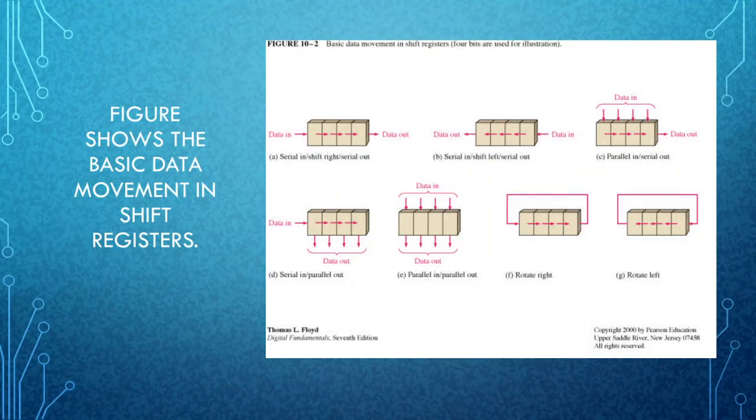Now this figure from Floyd shows the basic data movement in shift registers. There are various ways by which data can be entered and then moved and recovered from shift registers. Data in means entering the data. Data out is getting the output, and the red arrows show the movement of data from one flip-flop to the next.